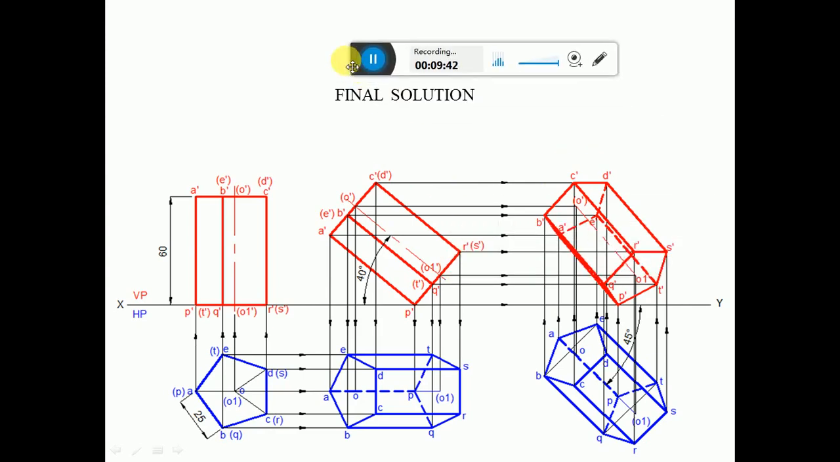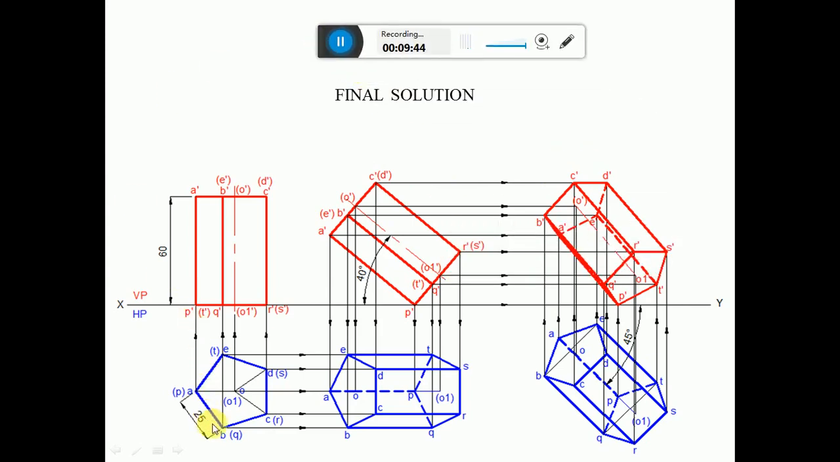Now, finally, when you look into the final solution, here a pentagonal prism of 25 mm sides of base and 60 mm axis length rests on one of its corners on HP, such that the two base edges containing the corner make equal inclinations with HP. Draw its projections when the axis is inclined to HP at 40 degrees and appears to be inclined to VP at 45 degrees. So since we have satisfied all the conditions, this problem is right.